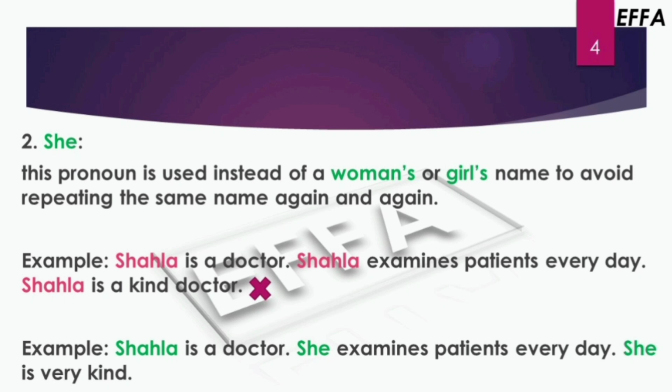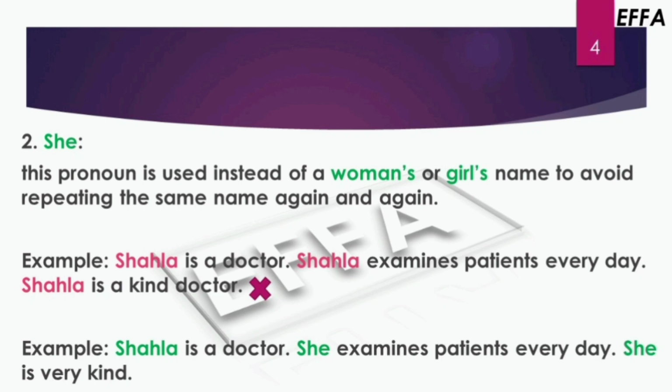Look, my friends, if we talk about Shala 100 times, should we repeat her name 100 times? Of course not. Once we have said her name, we should use the pronoun she the second and third times. So we say, Shala is a doctor. She examines patients every day. She is very kind. See how much better and smoother the second version sounds.